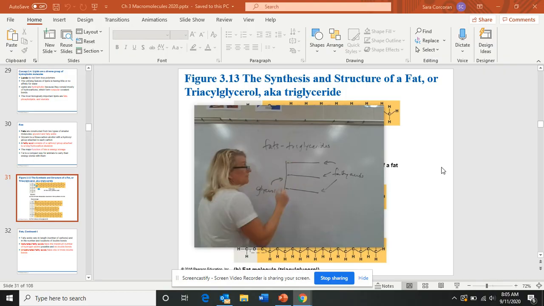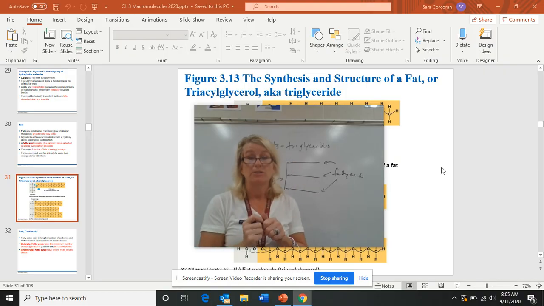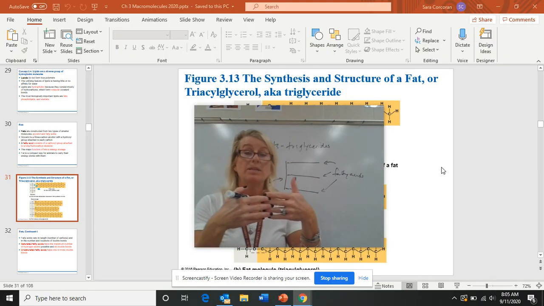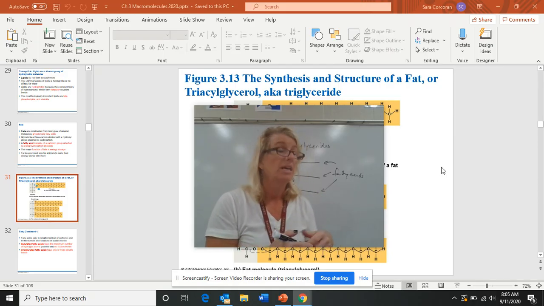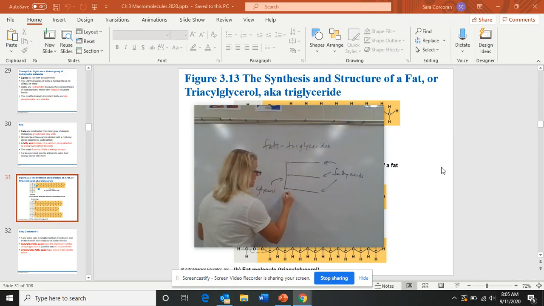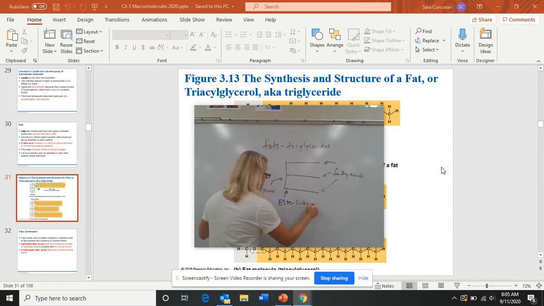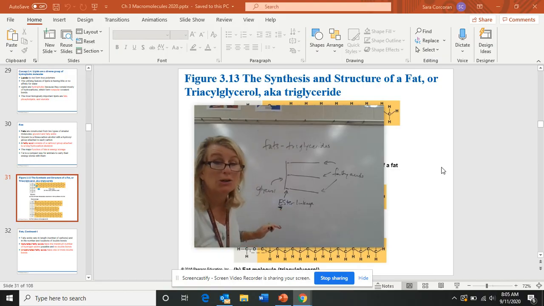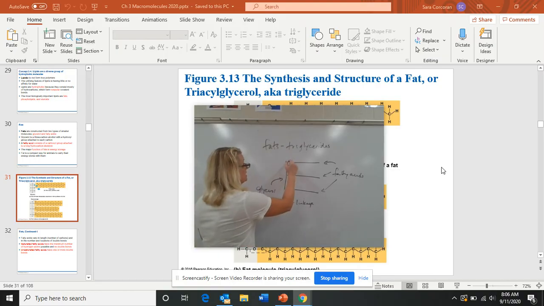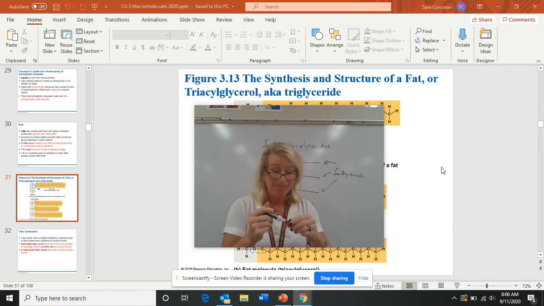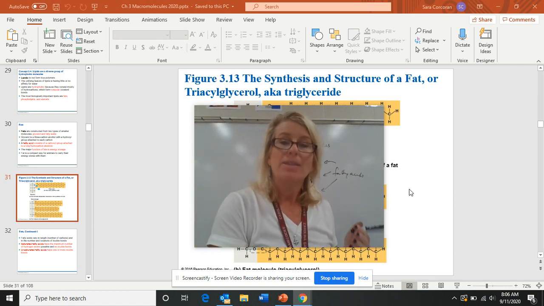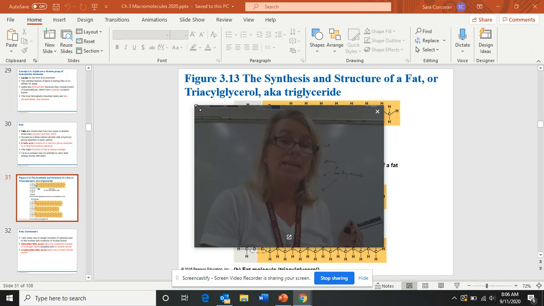You need to know the name of the bond. Just like in carbohydrates, the bond between two components was called glycosidic linkage. This bond, it's super interesting, it's called ester linkage. Interesting because look, ester starts with the letter E. What does a triglyceride look like? It looks like a letter E. Yay! I love it when it's so neat like that. So that's a triglyceride with 3 fatty acids.